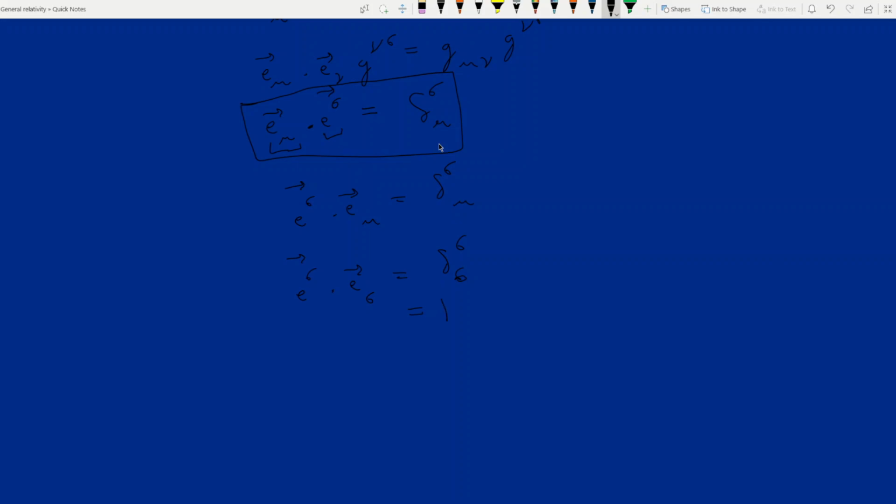Because we know the Kronecker delta, say Kronecker delta of lower index i and upper index j, is 1 when i is equal to j, and when i is not equal to j, the Kronecker delta is 0. So if sigma equals sigma, that's 1, right? So that's another equation: E sigma dotted with E sigma is equal to 1, right?